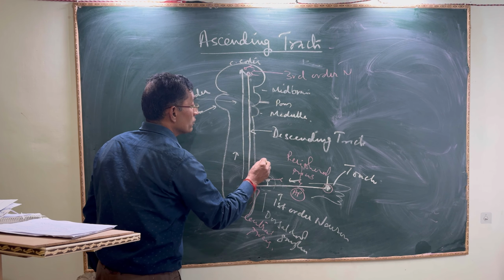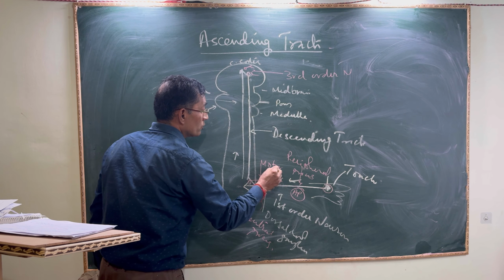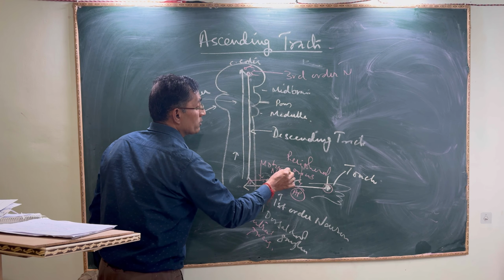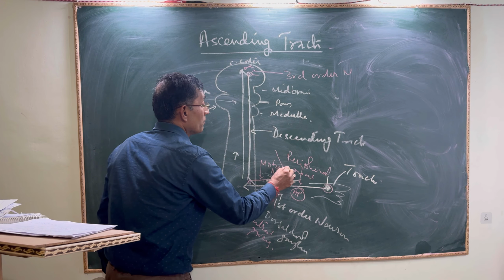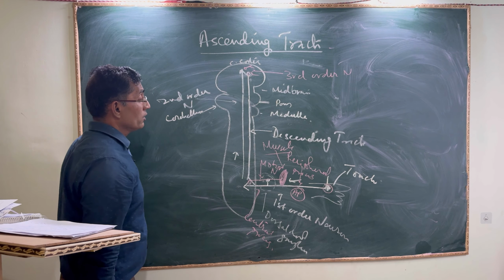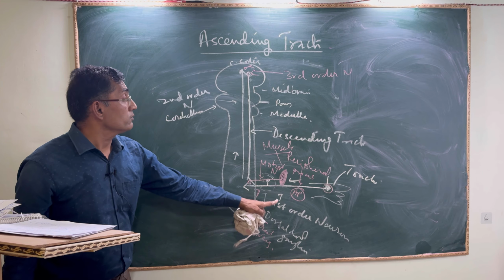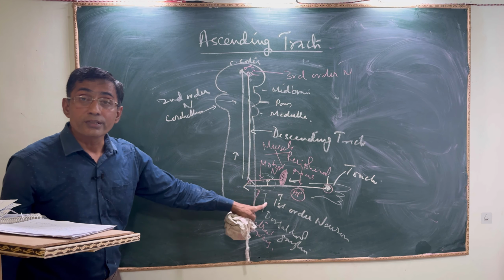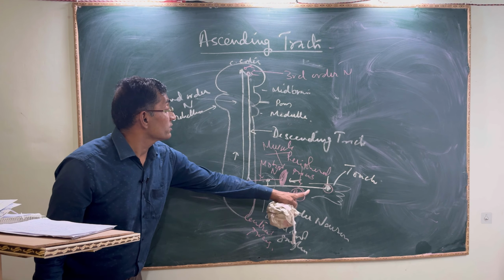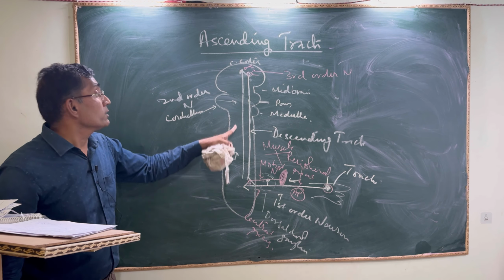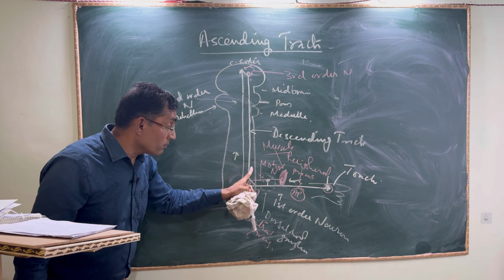This is the motor neuron. And this motor neuron will supply a particular group of muscles and produce activity. So again I will brief what I am talking about. I am talking about the sensory neuron, the motor neuron, the ascending tract, and the descending tract.